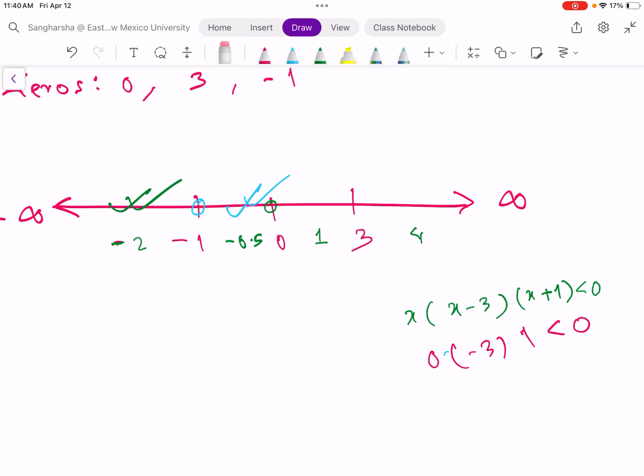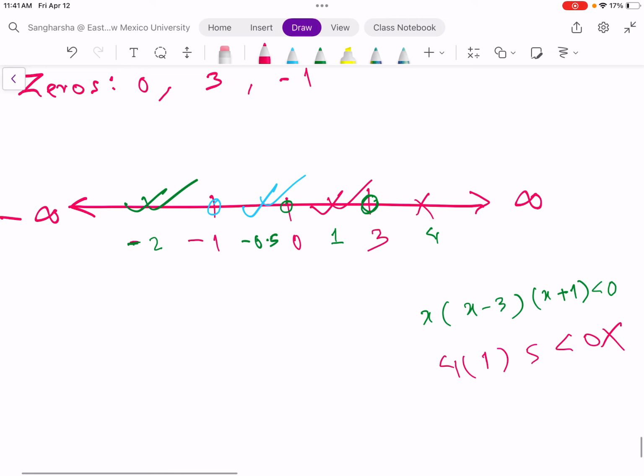Okay. Now let's check for 1. So 1, 1 minus 3, minus 2, 1 plus 1, 2, less than 0. That's true, right? So this is the solution. Now let's check for 3. Is 3 a solution or not? So 3, 3 minus 3, 0, 3 plus 1, 4, less than 0. That's false. So 3 is not a solution, open circle. Now finally 4. So 4, 4 minus 3, 1, 4 plus 1, 5, less than 0. That is false. So this is not a solution. So our first interval, second interval and third interval are the solution.